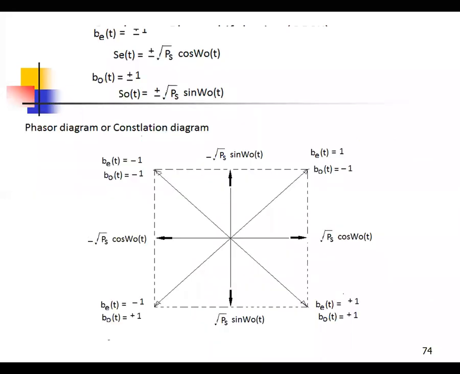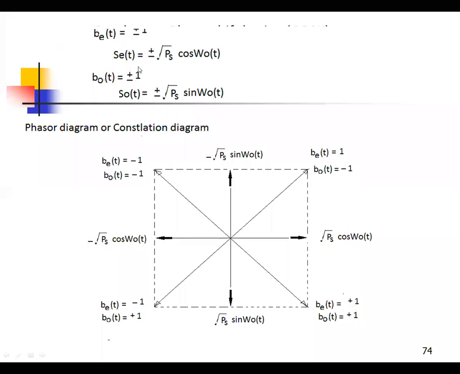Now, let us enter into another concept: the concept of phase angles. You know the phase angle of BPSK is 180 degrees. Here, QPSK is formed by adding two BPSKs. The B of t signal is the even signal, and the B naught of t signal is the odd signal. B of t is plus or minus 1, that is plus or minus root PS cos omega naught t.